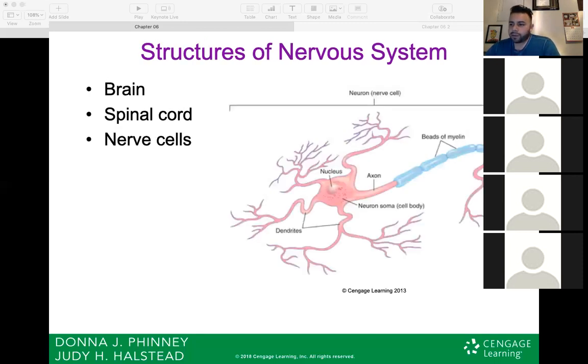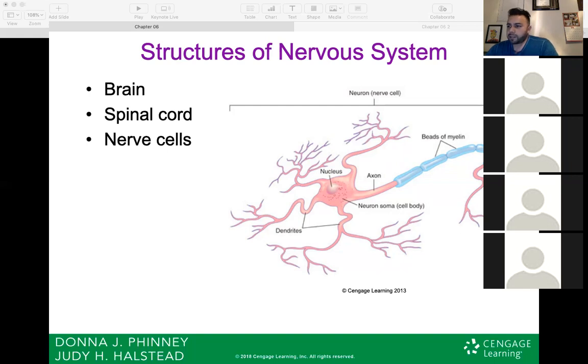So the brain, spinal cord, and nerve cells are the three sections of the nervous system. The central nervous system, or CNS, contains the brain and the spinal cord. The brain receives, interprets, and processes information, and the spinal cord transmits stimuli from the body to the brain, and vice versa. The nerve cells carry messages to the muscles and organs within the body, and all of these nerves outside the CNS make up the peripheral nervous system.